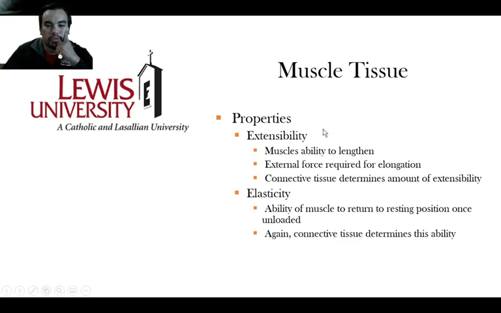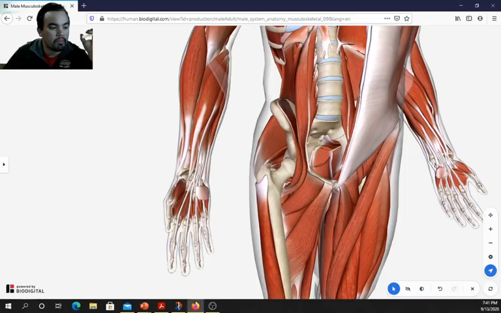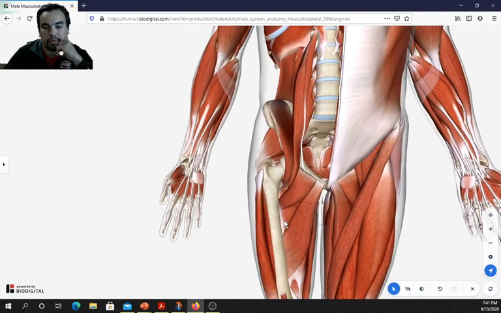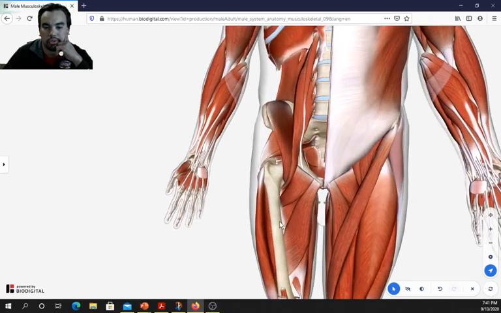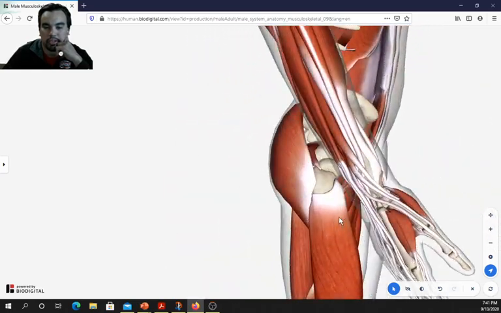Another property of muscle is its ability to be extensible. So what that means is its ability to lengthen. An external force is required for elongation, and connective tissue determines the amount of extensibility. So if we go back to our model, you look here, right? It needs to be able to elongate, especially as you look here.